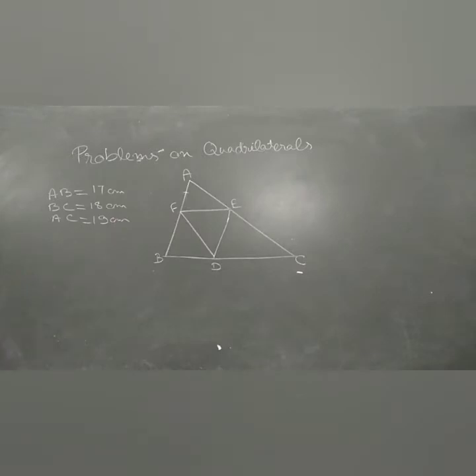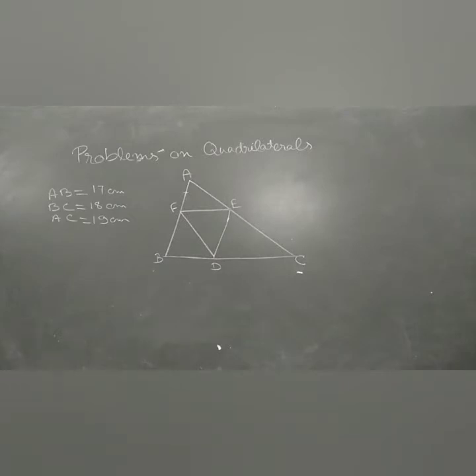This question is very interesting. It is given that in triangle ABC, the midpoints of sides AB, BC and CA are F, D and E respectively. Also it is given that AB equals 17 centimeters, BC equals 18 centimeters and AC equals 19 centimeters. The question says to find the perimeter of triangle DEF. So it's very easy.